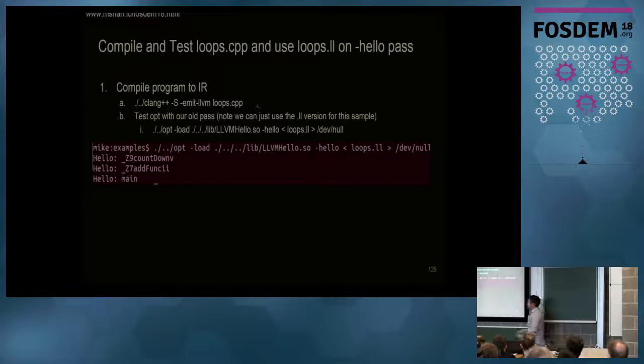Okay, so that program's called loops. I'm going to compile and run it. We can use our previous test, hello, this time on the loops.ll, so that's what I'm swapping out. And we'll see, there's three functions here, countdown, add, and main. So it's still working. But how can we expand on it?